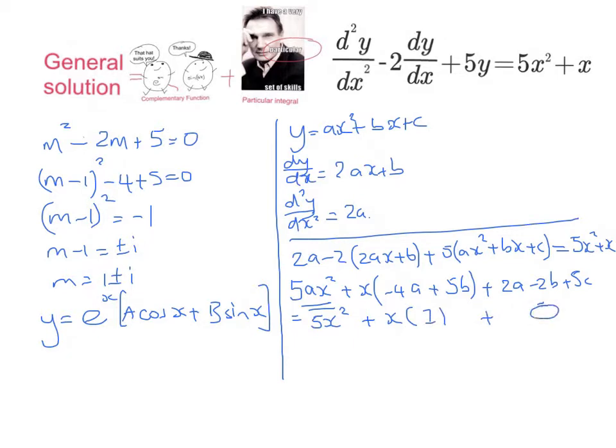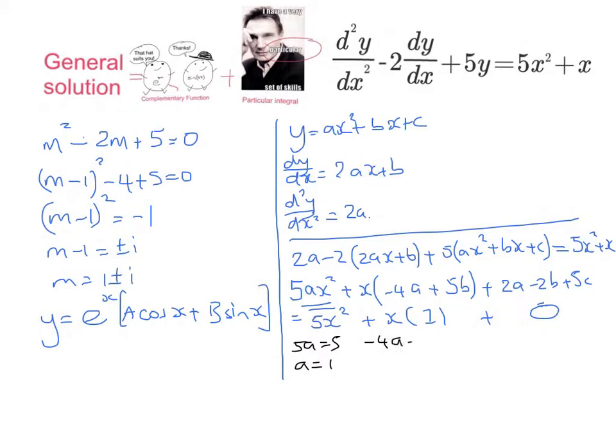plus 0. So what I need is the 5a to equal 5, I need the minus 4a plus 5b to equal 1, and I need the 2a minus 2b plus 5c to equal 0. Let's see if we can do it. 5a equals 5, I can do that in my head.